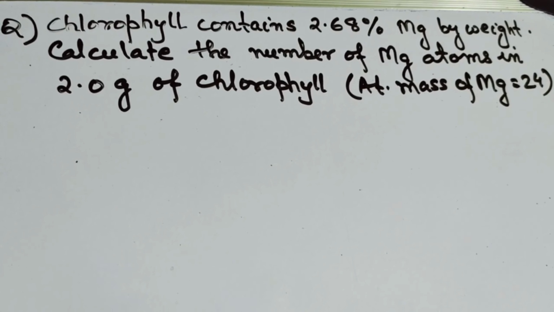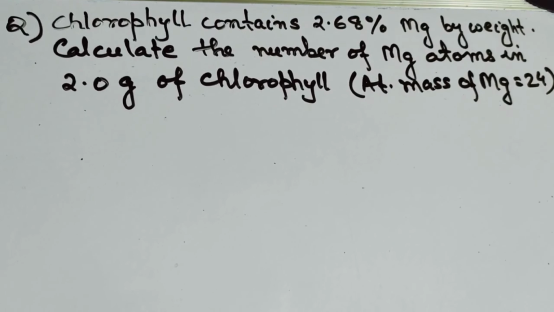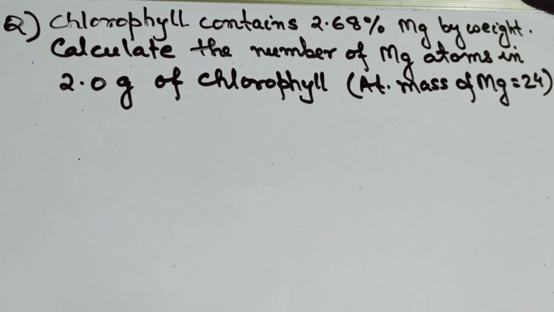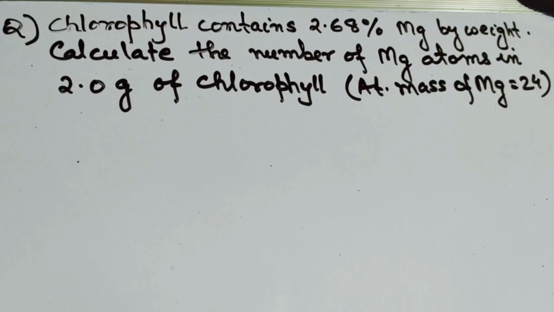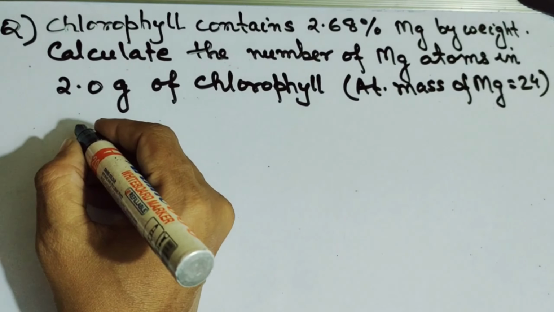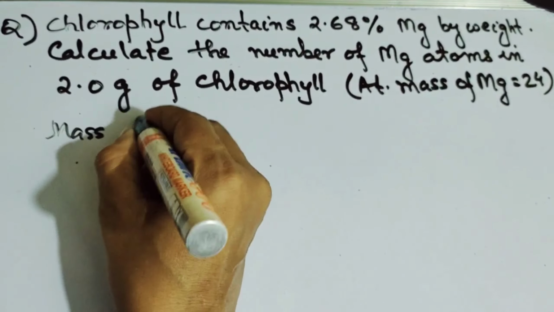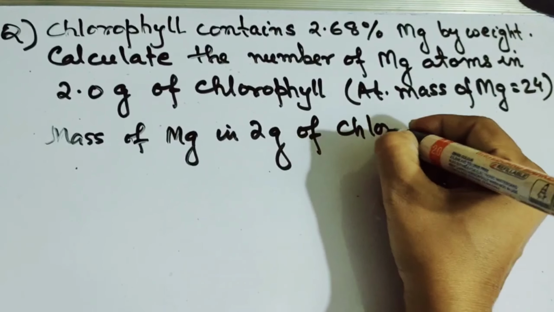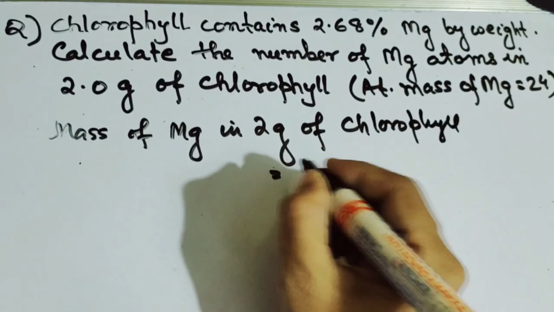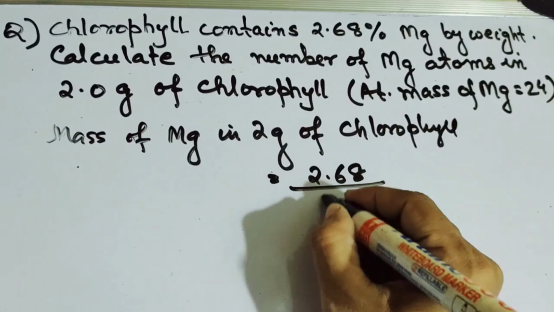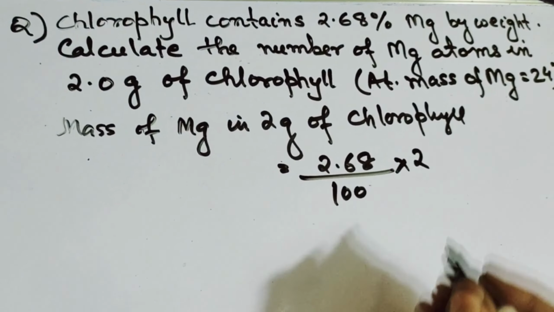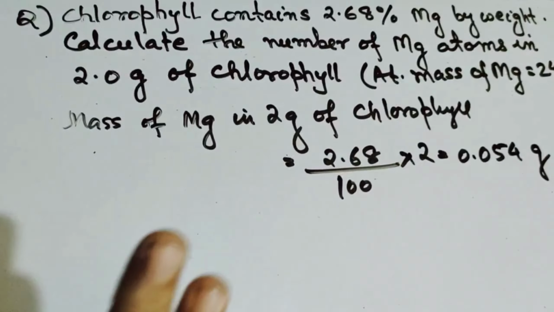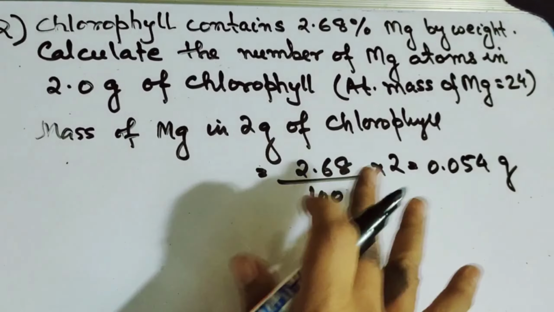2.68% magnesium by weight means 100 gram of chlorophyll will contain 2.68 gram of magnesium in it. So we can find out how much magnesium is present in 2 gram of chlorophyll. The mass of magnesium in 2 gram of chlorophyll will be equal to 2.68 by 100 into 2. So this comes out to be 0.054 gram. This much magnesium is present in 2 gram of chlorophyll.